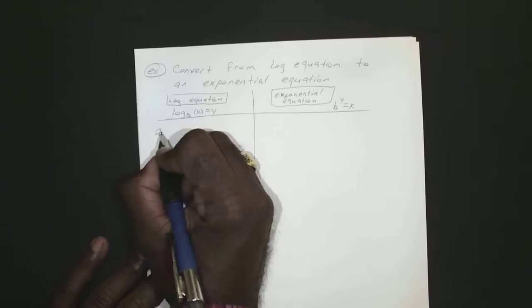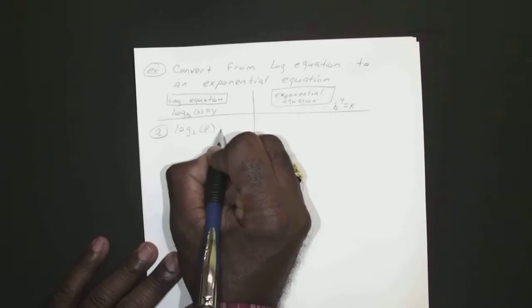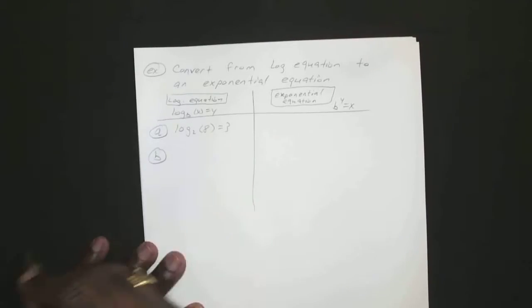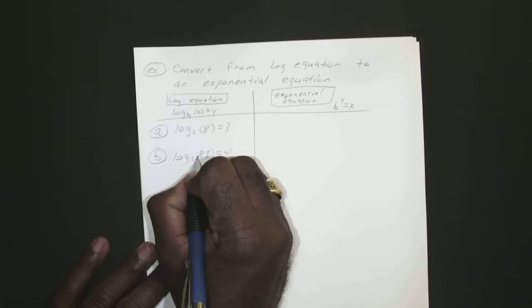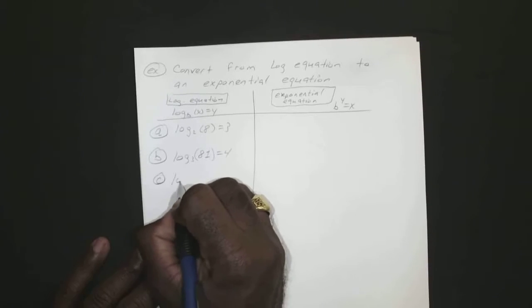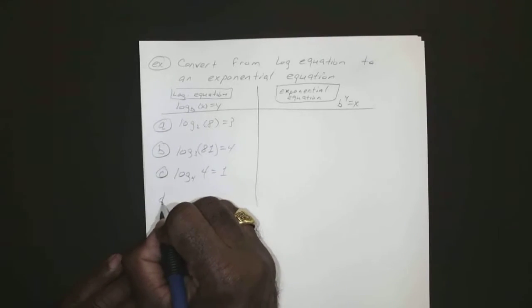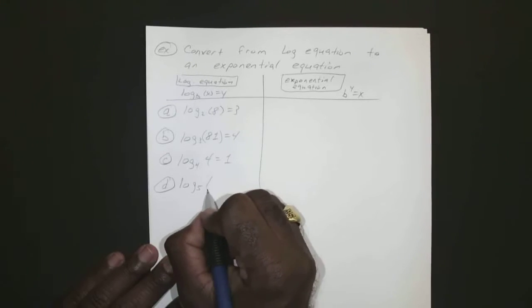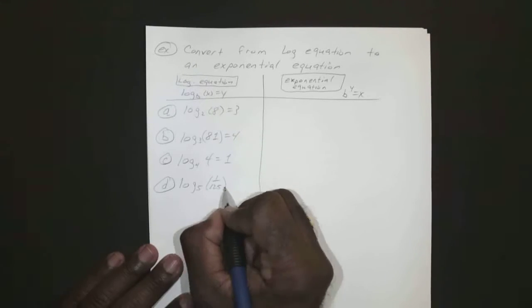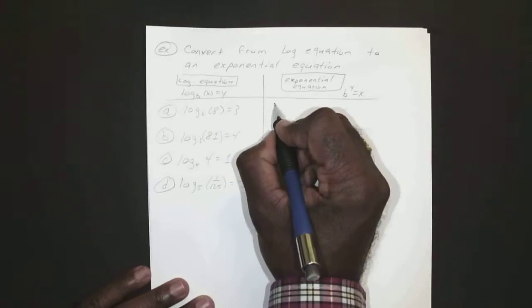So let's say for A, we have log base 2 of 8 equals 3. Let's say for B, we have log base 3 of 81 equals 4. Say for C, we have log base 4 of 4 equals 1. Now let's say for D, we have log base 5 of 1 over 125 equals negative 3. So if we converted, these are our solutions here.